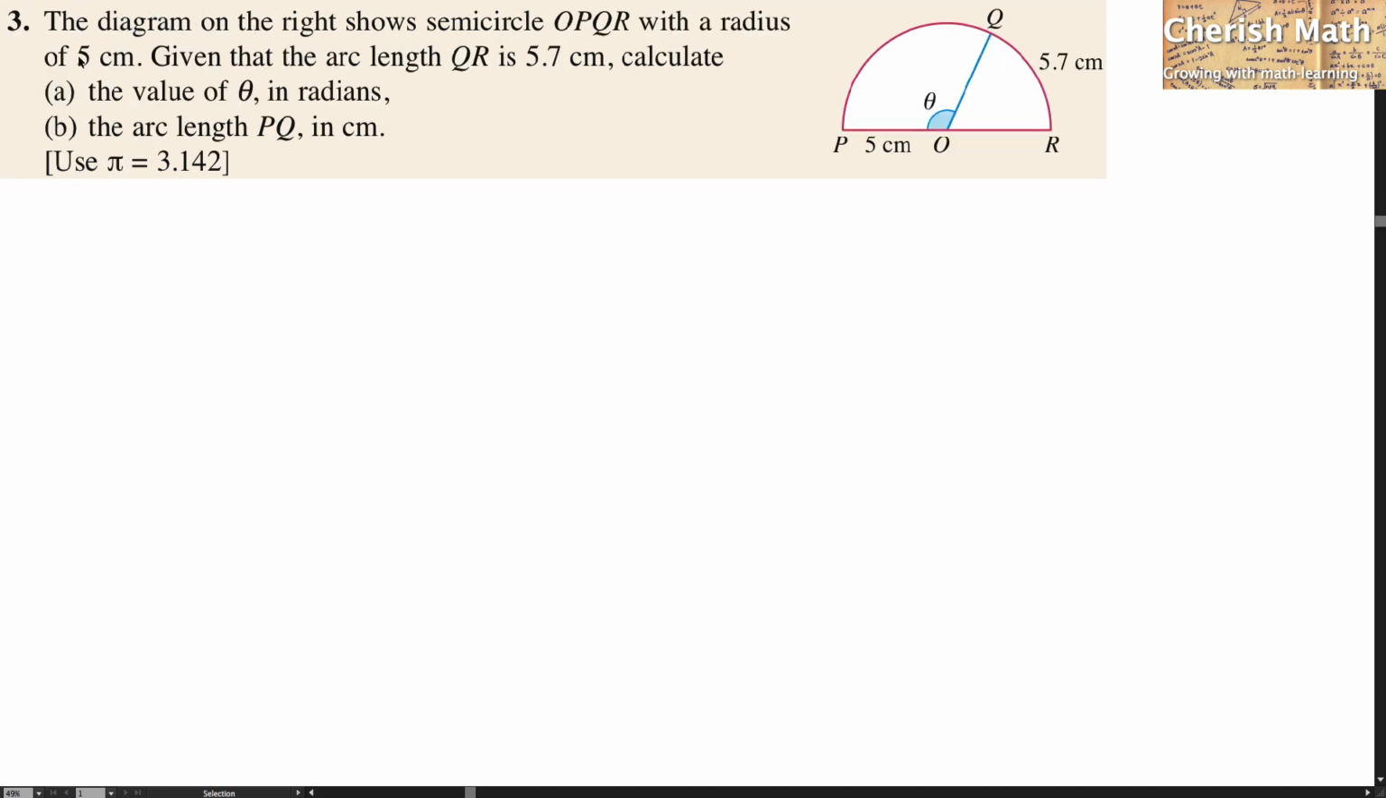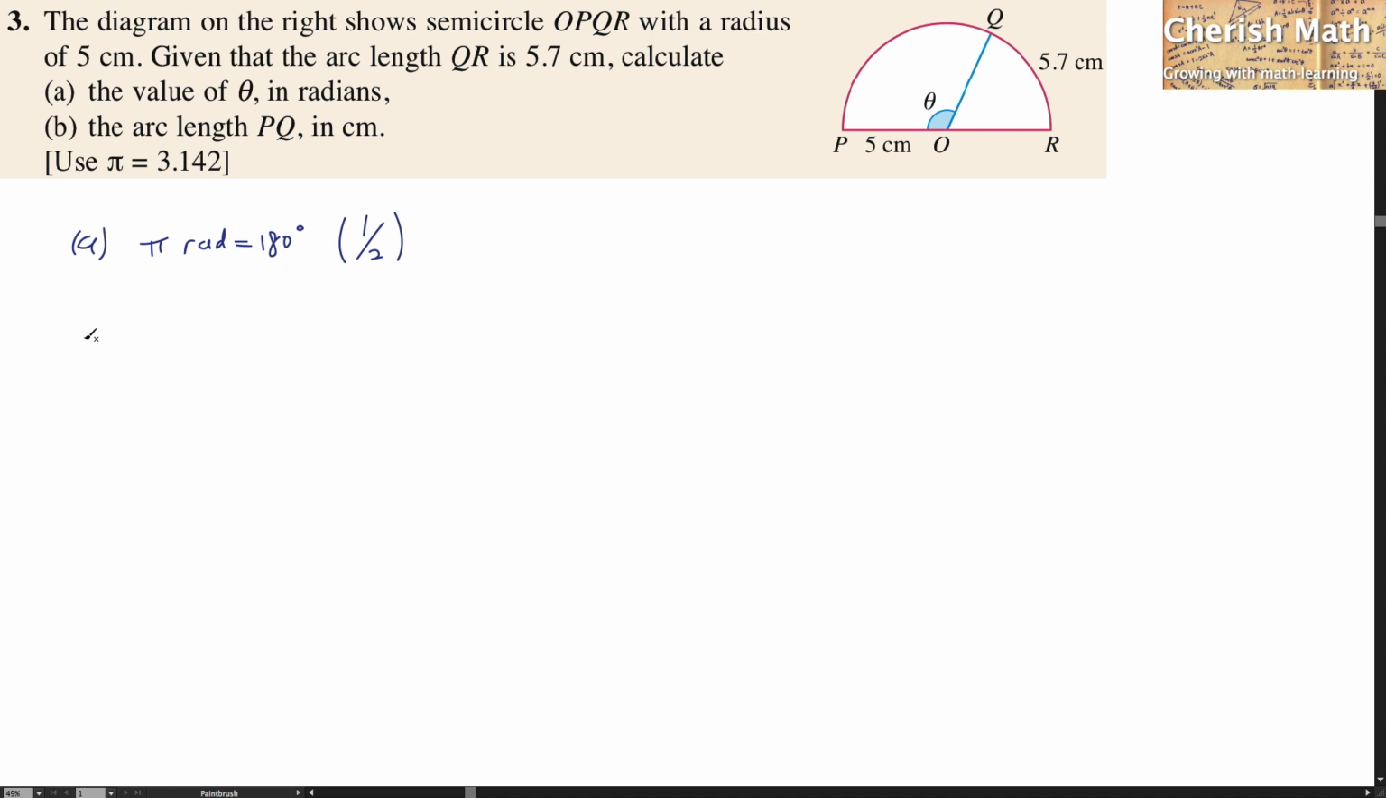Question number 3. The diagram on the right shows semicircle OPQR with a radius of 5 cm. Given that the arc length QR is 5.7 cm, calculate A, the value of theta in radians, and B, the arc length PQ in cm. Use pi equal to 3.142. For part A, we know that pi radians is going to be 180 degrees. That is exactly half of the circle.